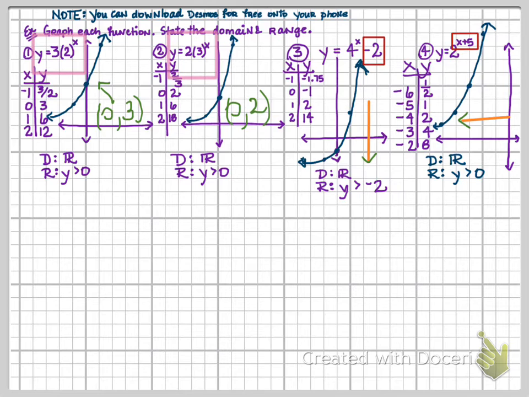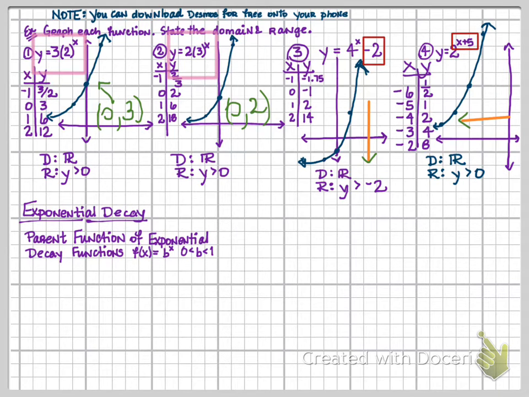Okay, so in number 3, your domain is still all reals. It's always all reals, but your range changes. On number 3, your y is greater than -2 because it moved down 2. On number 4, the graph looks different, but the domain and the range are the same as the parent function.